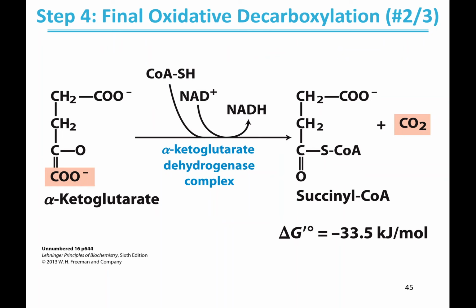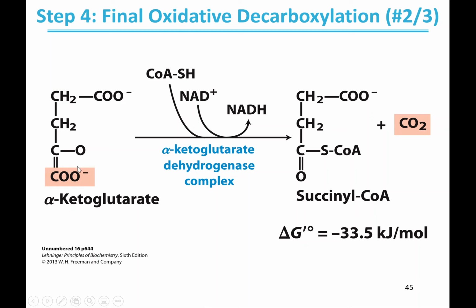Step 4 is the final oxidative decarboxylation, where alpha-ketoglutarate, shown here in the enol form, is oxidized, and a CO2 group is lost, and it forms succinyl-CoA. This reaction is carried out by a complex known as the alpha-ketoglutarate dehydrogenase complex. It has the same exact mechanism as the pyruvate dehydrogenase complex. The only difference is the active site is specific for alpha-ketoglutarate instead of pyruvate.